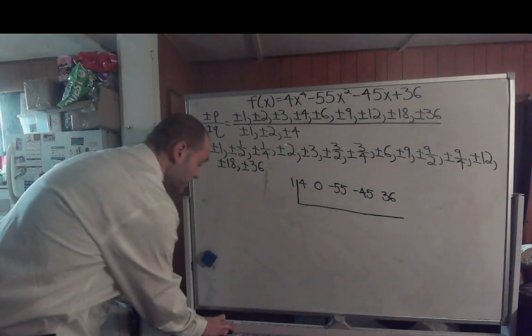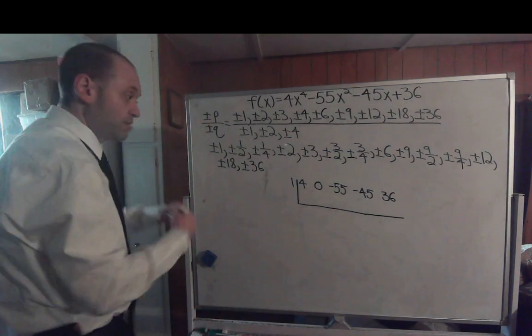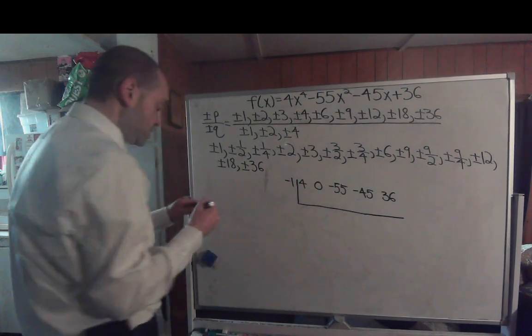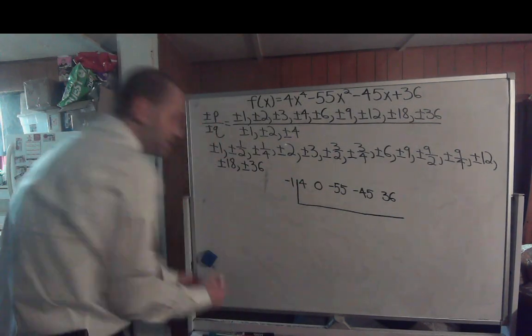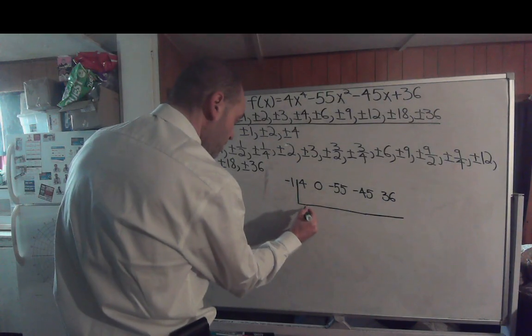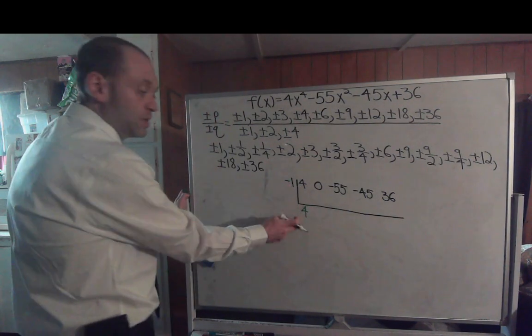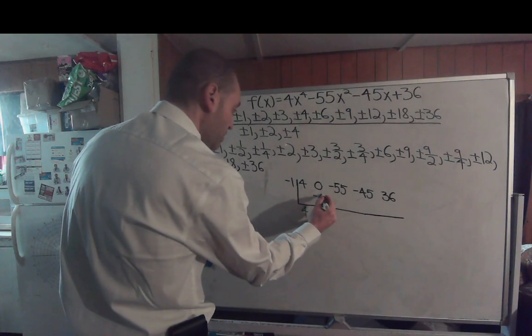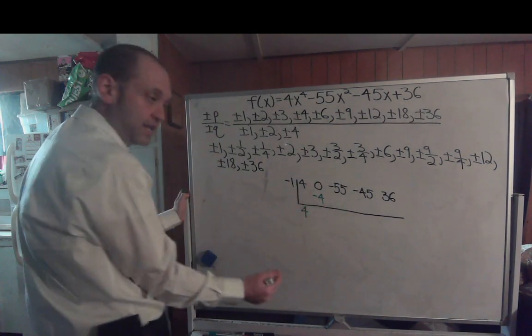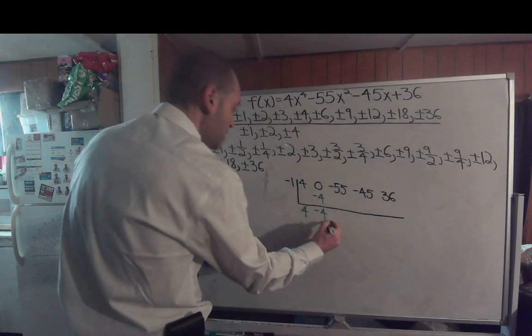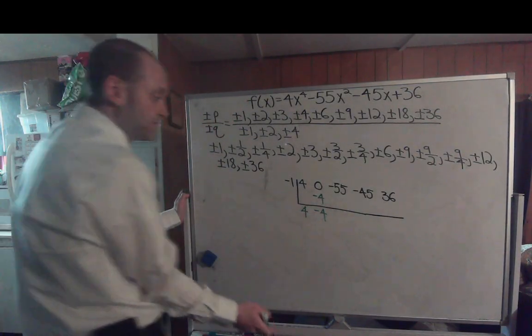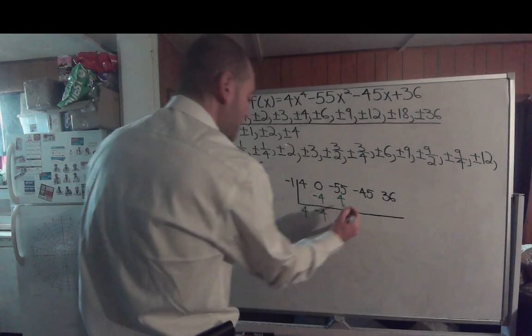Alright, let's just throw a negative sign on that 1 and see what happens. So bring down your 4 again. Negative 1 times 4 is negative 4. So 0 plus negative 4 is negative 4. Negative 1 times negative 4 is positive 4.